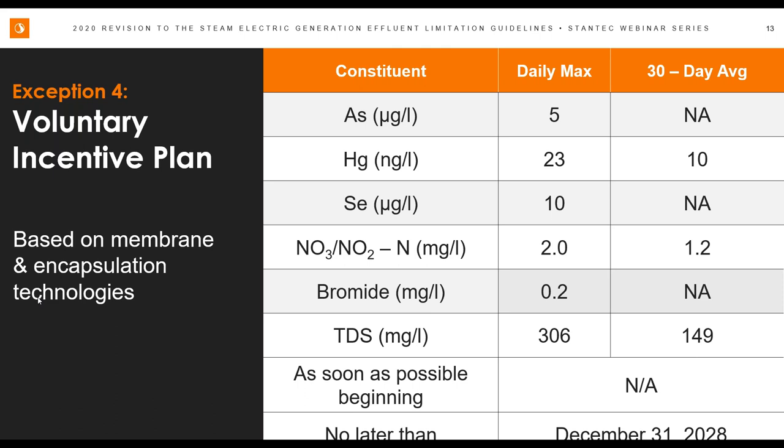I think this was a nod to some of the drinking water agencies and facilities across the country that have been lobbying for bromide limits. So bromide is certainly on here at 0.2 parts per million, along with TDS of 306 and 149. I know there have been some folks that have been discussing using the VIP program. Just beware that additional constituents will be added to your permit, even though you have a delay of not having to spend the capital and be in service until December of '28. It does come with some strings attached. So make sure that decisions are being made eyes wide open.